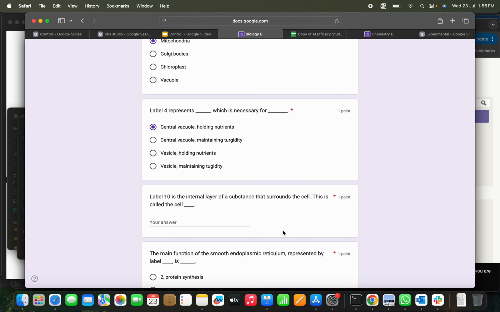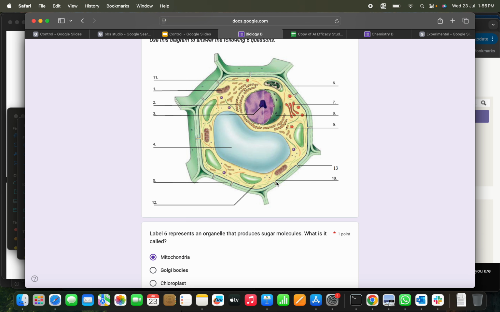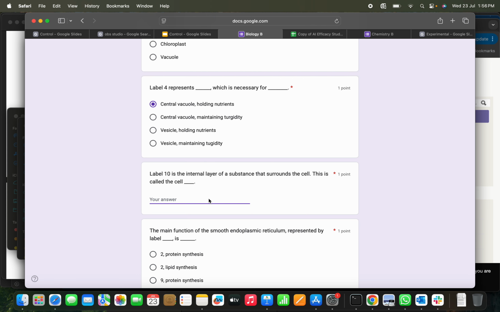Label 10 is the internal layer of a substance that surrounds the cell, and this is called label 10. Cell wall is something which surrounds the cell. Right, I'll just go with cell wall.